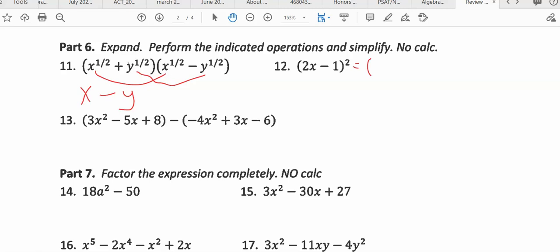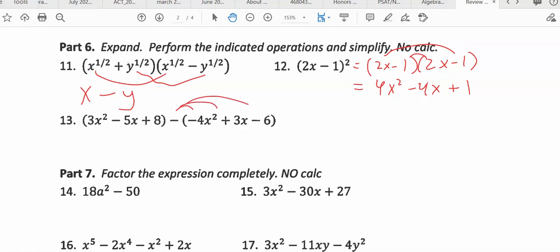This one, you really have to FOIL, right? Because it's a binomial times a binomial. And unlike the last one, where we only had to do first and last, since inside and outside will cancel out, we're going to have to fully FOIL it here. So this would be 4x squared minus 2x minus 2x. So I'm going to say minus 4x. Then plus 1 when you add that one in.